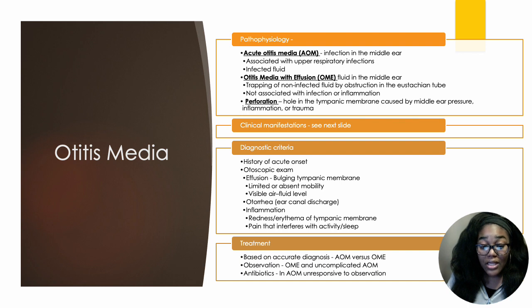As far as your diagnostics, you want to look at the history of acute onset. You may even have an otoscopic exam. If there's an effusion, they'll see a tympanic membrane that is bulging. You may have limited or absent mobility, and there is a visible air fluid level. You may even have discharge or ear canal discharge called otorrhea. You may see inflammation in the ear, redness, erythema of the tympanic membrane, and then you may also have pain that interferes with activity and sleep.